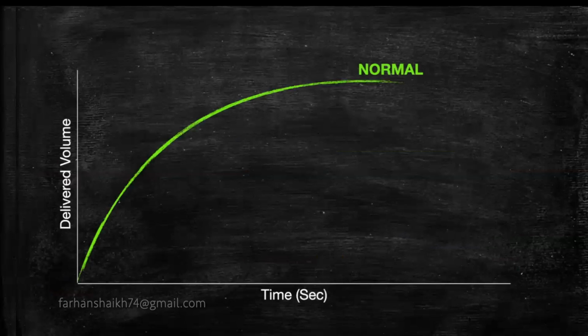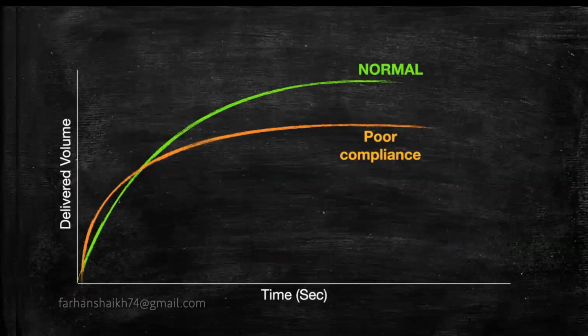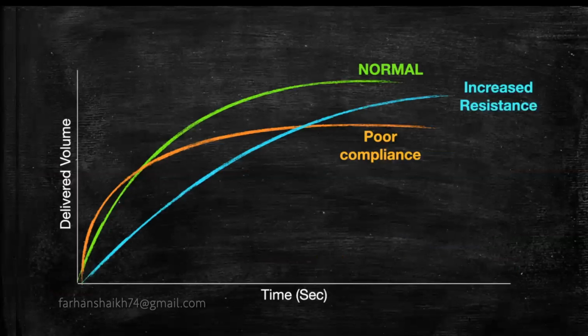So this is a normal lungs requirement. This is a poor compliance. So as I said, the short time constant requirement, and this is increased airway resistance where you require a longer time constant. I will repeat once again. This does not mean that in ARDS we should ventilate with shorter I time. Actually, you can ventilate with shorter I time. That is what I'm trying to say.